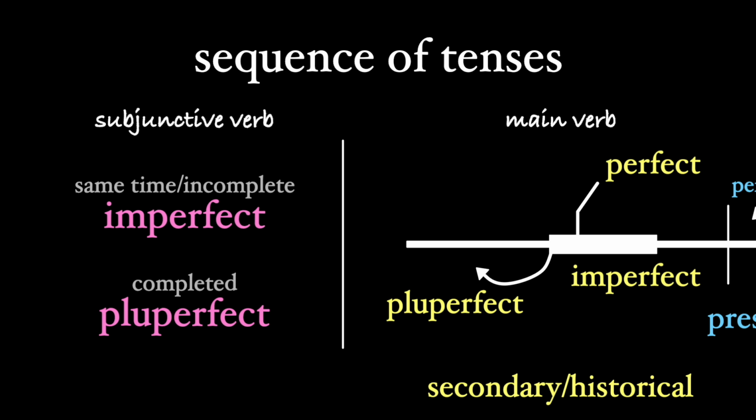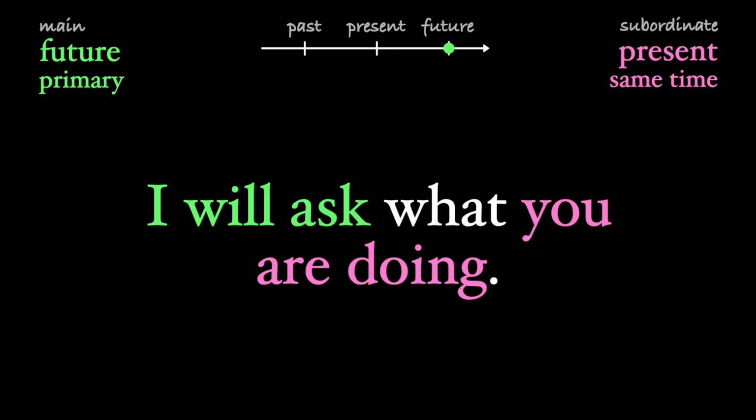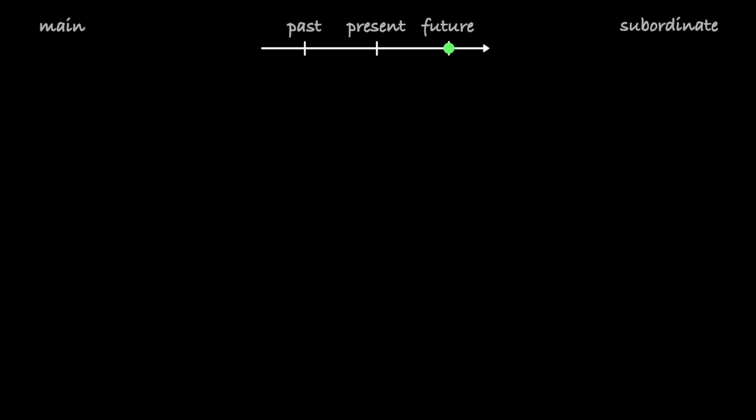This can be complex and hard to understand, so let's use a couple of visual cues to help describe this as we work through examples. On the left side of the screen, I'm going to show our main verb's tense, and on the right, I'll show the tense of our subjunctive verb. And I'll also show how these work with this handy timeline in the middle. Let's run through this by asking, and that's our main verb, about what you're doing, our subordinate action, so using an indirect question. And we begin in the present tense.